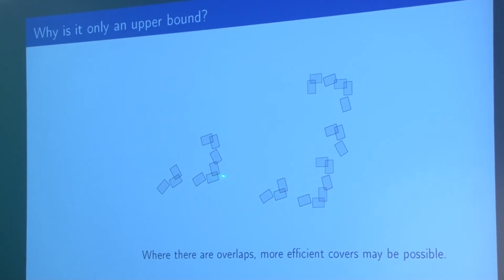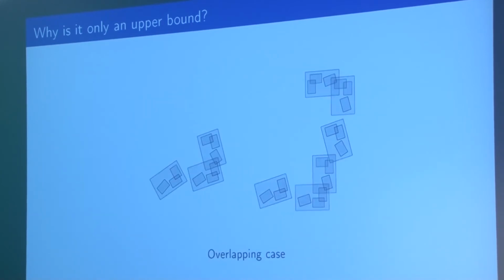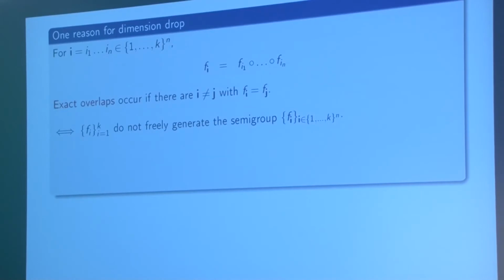It could be that you don't actually need all of these guys to cover, or maybe you could do it with a slightly bigger one to cover 2 of them. But there's an even more extreme case, which is maybe at some small scale, 2 rectangles exactly coincide. If they exactly coincide, you can throw one away. You don't need to count it at all. So we're going to call that the situation when there are exact overlaps.